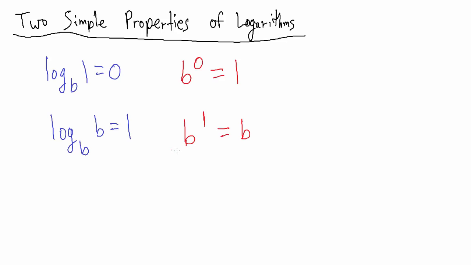Okay, so here it's pretty clear that b to the first power is b, so we know that that's one of our rules of exponents, and the corresponding rule for logarithms is the base b log of b is 1. So that's two simple properties of logarithms along with their explanations.